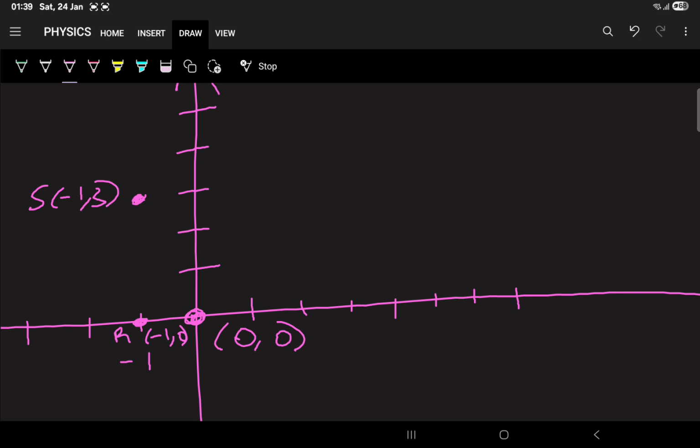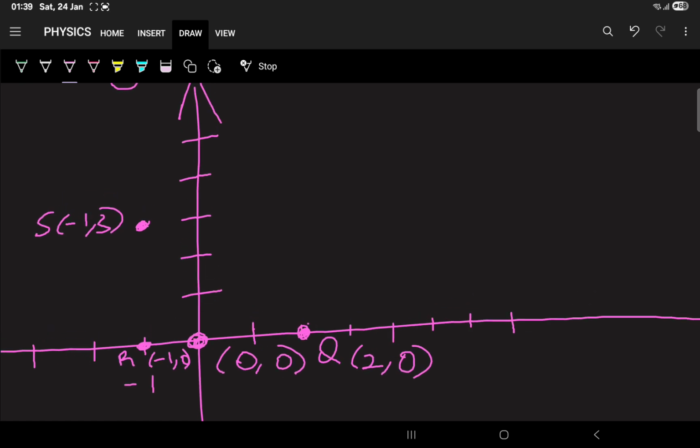Now let's also plot a point Q, 2, 0. This is 1, 2. So Q will be somewhere around here, 2, 0. And finally, let's assume this to be a point P. Let's assume the coordinates of P are not known. Let's call it x1 and y1. Now, you can easily find this from the graph.